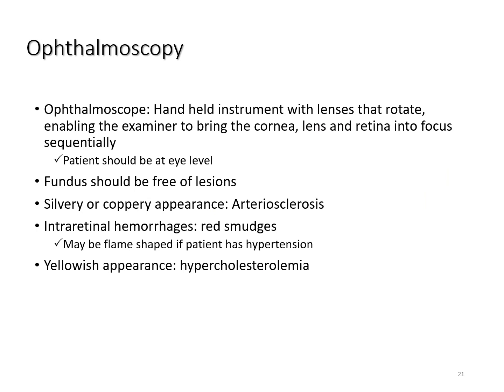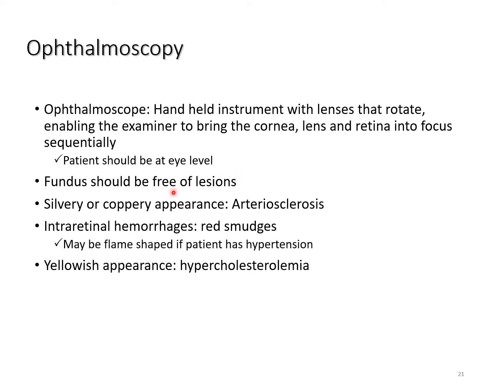All right. So here we have one way of assessing the eyes, right? So they can have an ophthalmoscope. It's a handheld instrument with lenses that rotate, enabling the examiner to bring the cornea, lens, and retina into focus. And you want to do this at eye level.